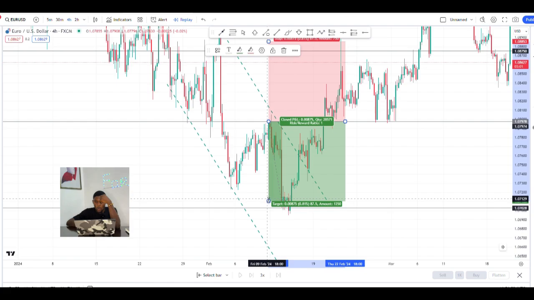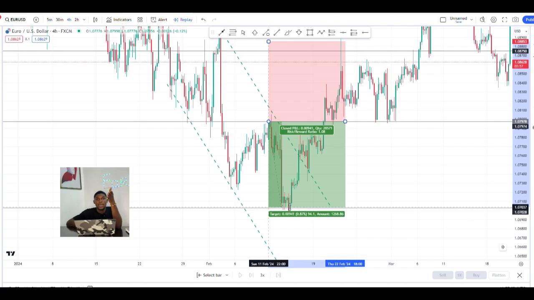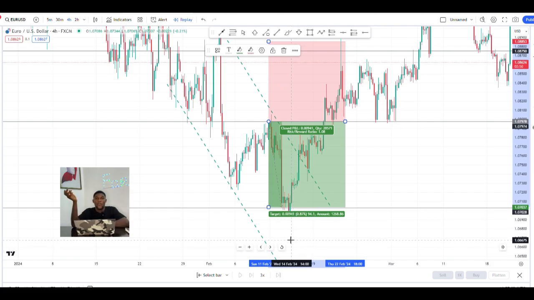You understand? But like I always tell you, put your take profits at the nearest support or resistance. So if you put it here, you will have made your money. You're out of the market. See what the market is doing before you enter a trade again.